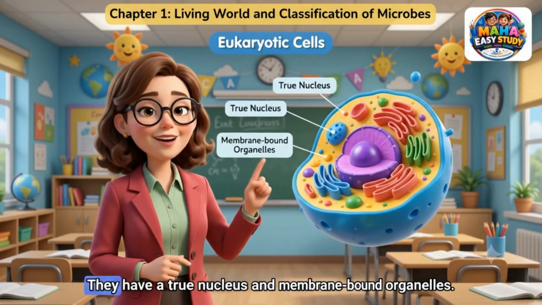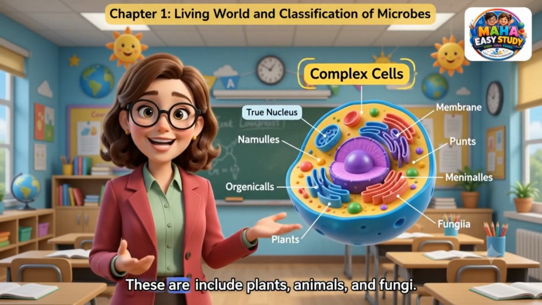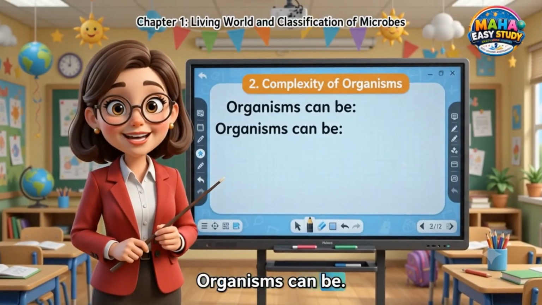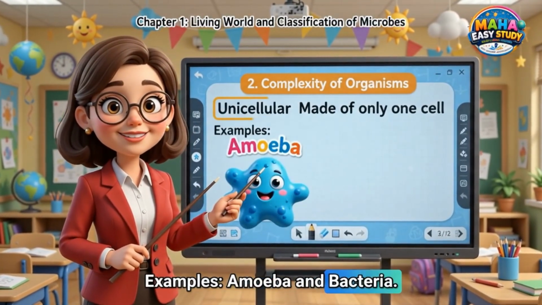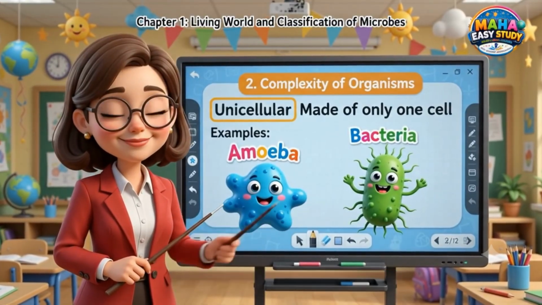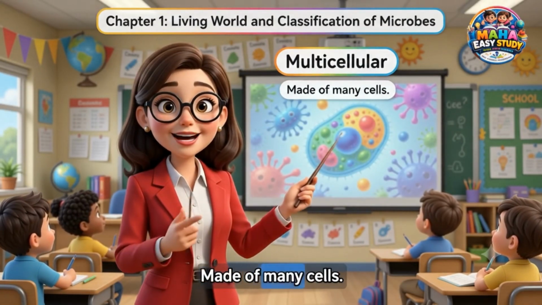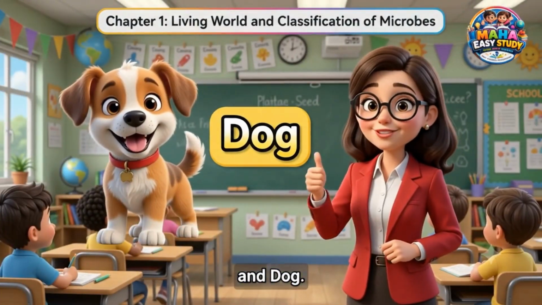Eukaryotic cells have a true nucleus and membrane-bound organelles. These are complex cells. Examples include plants, animals, and fungi. 2. Organisms can be unicellular, made of only 1 cell. Examples: amoeba and bacteria. Multicellular organisms are made of many cells. For example, a human, a mighty tree, and a playful dog.